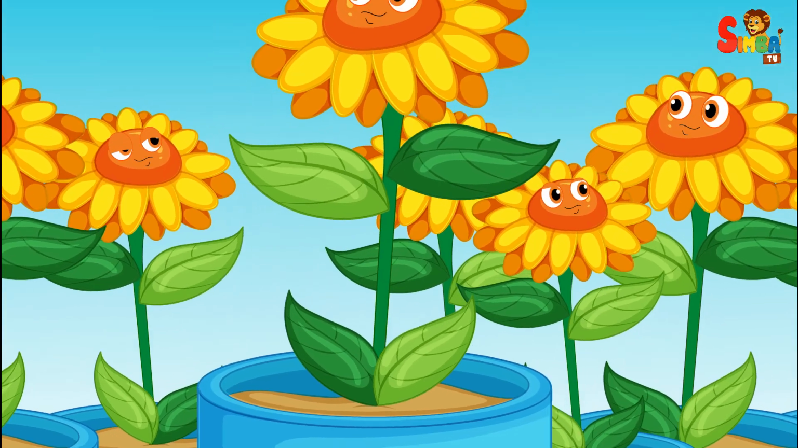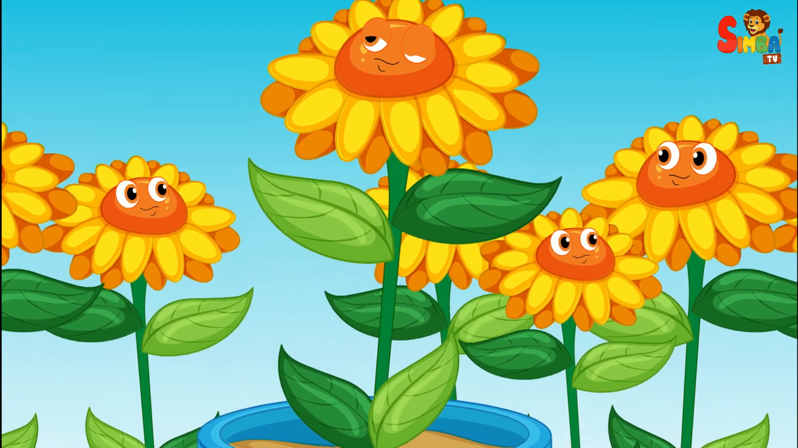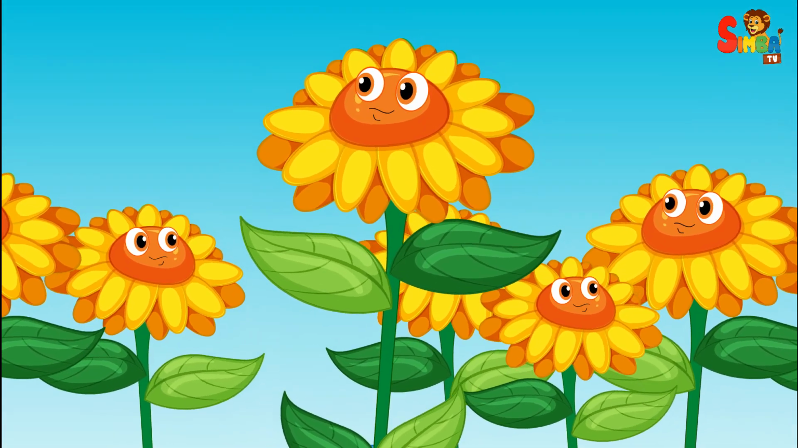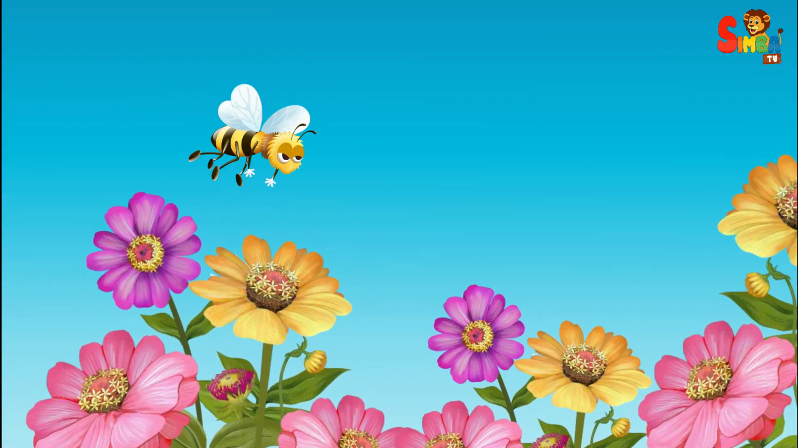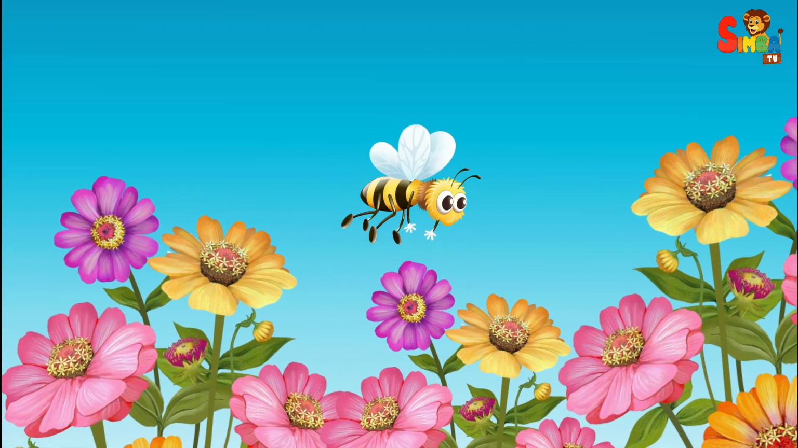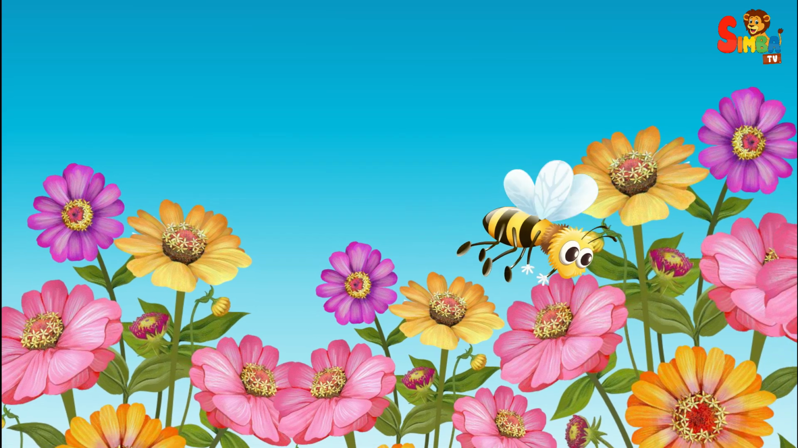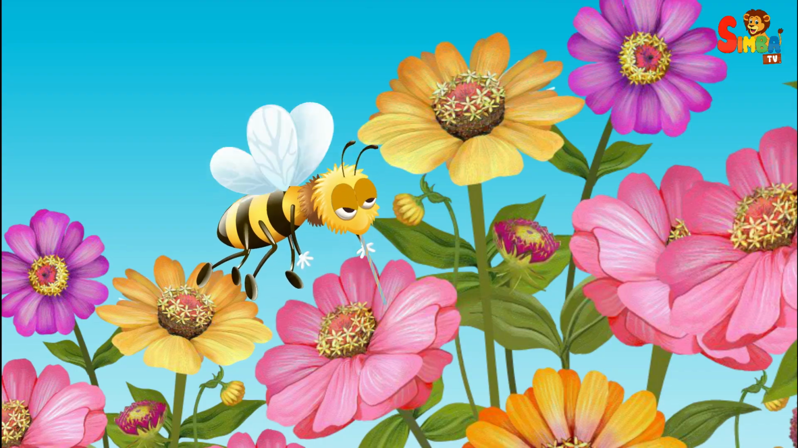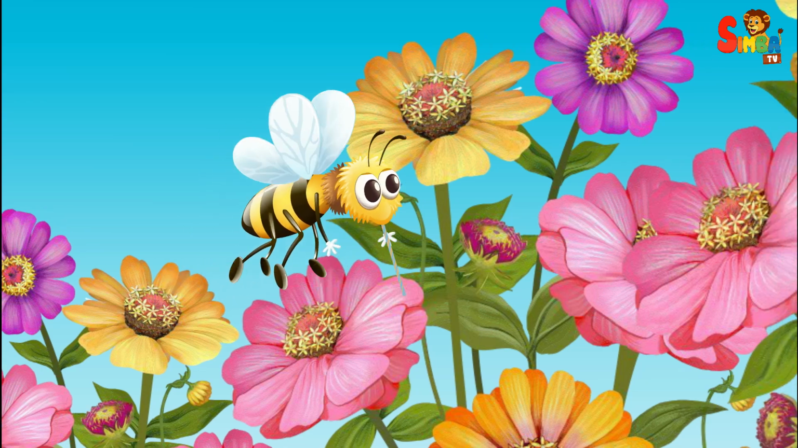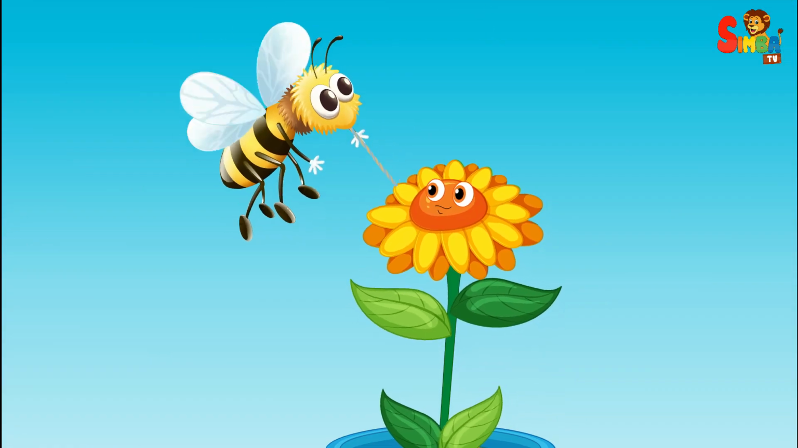Plants have flowers primarily for reproduction. Flowers are the reproductive structures of flowering plants, angiosperms, and serve several key purposes: attracting pollinators. Many flowers have bright colors, attractive shapes, and pleasant scents to attract pollinators like bees, butterflies, and birds. This helps facilitate the transfer of pollen from one flower to another.